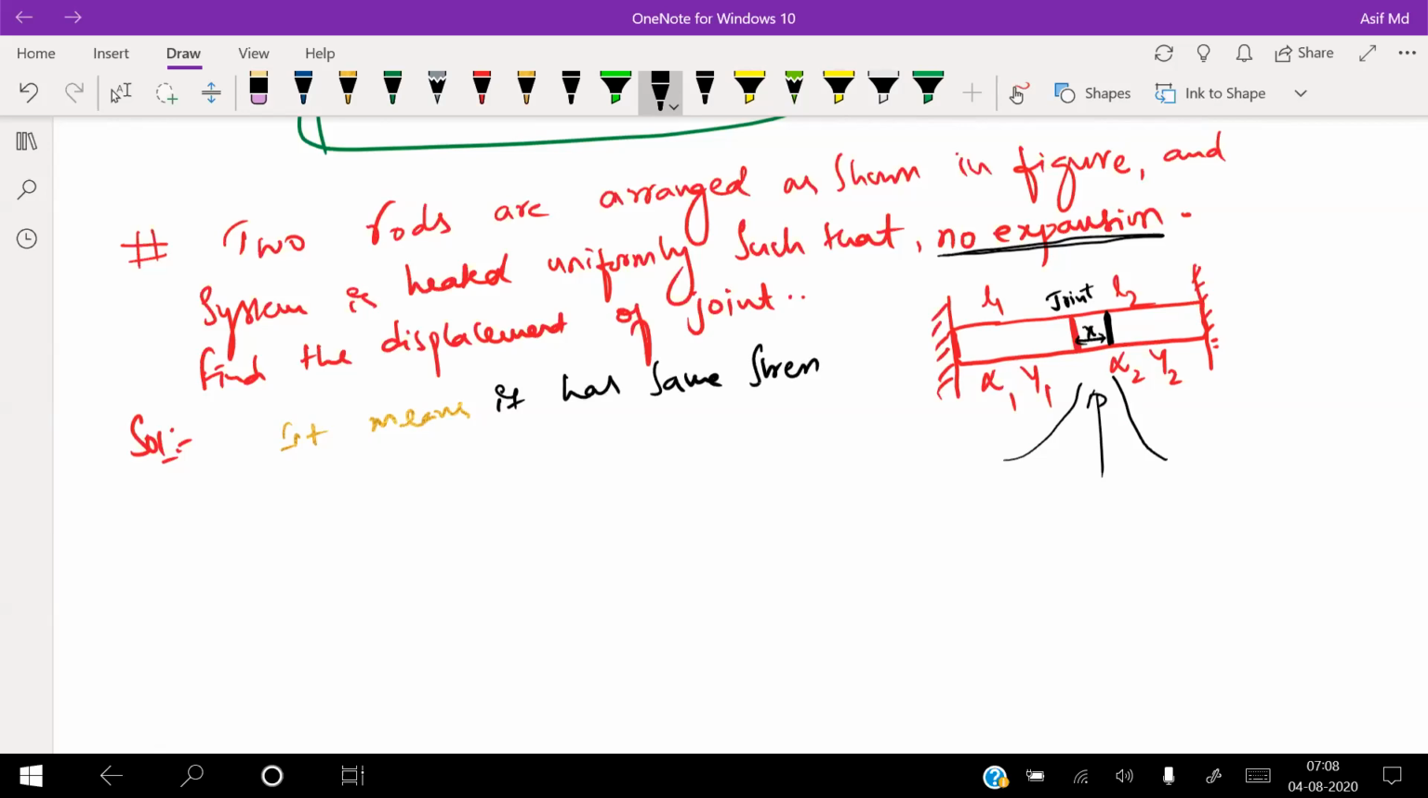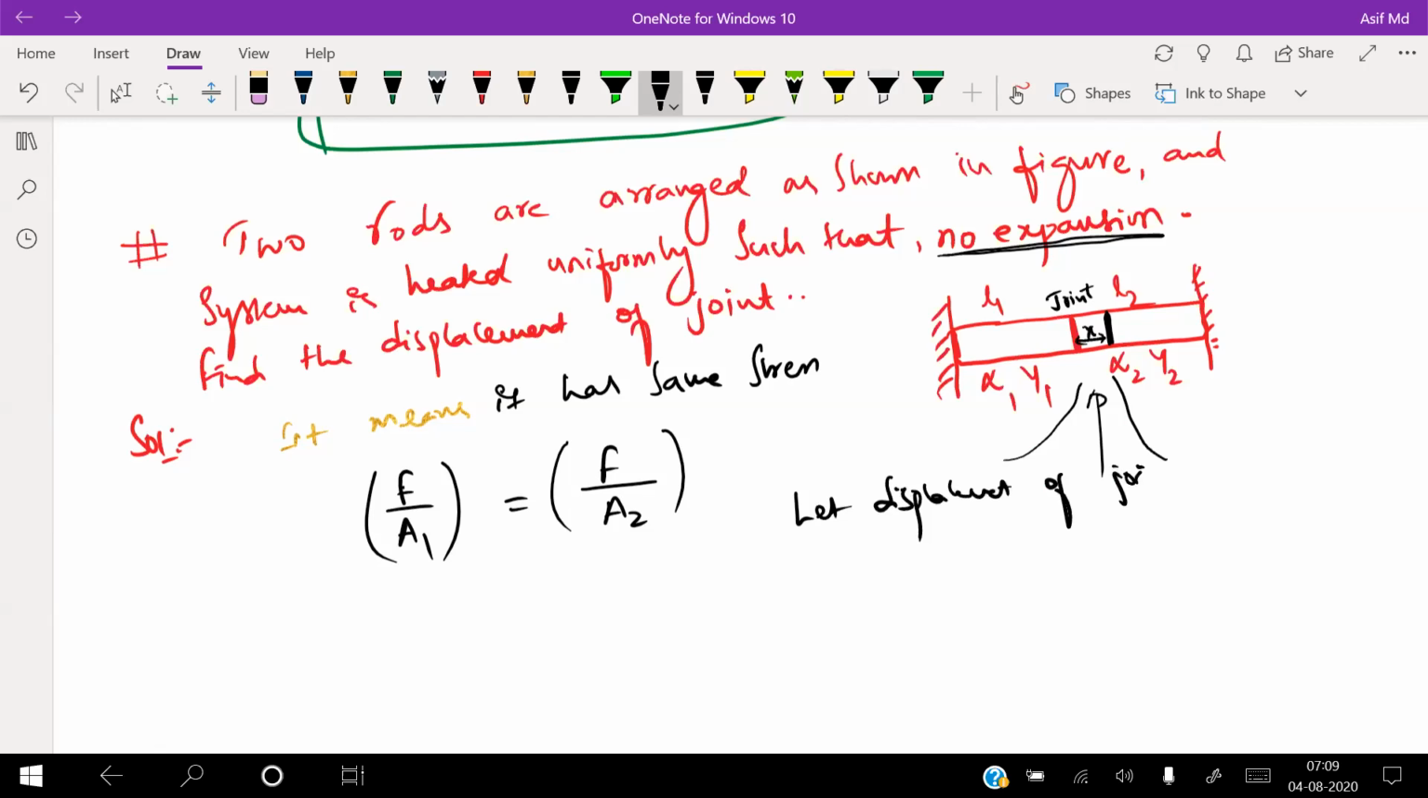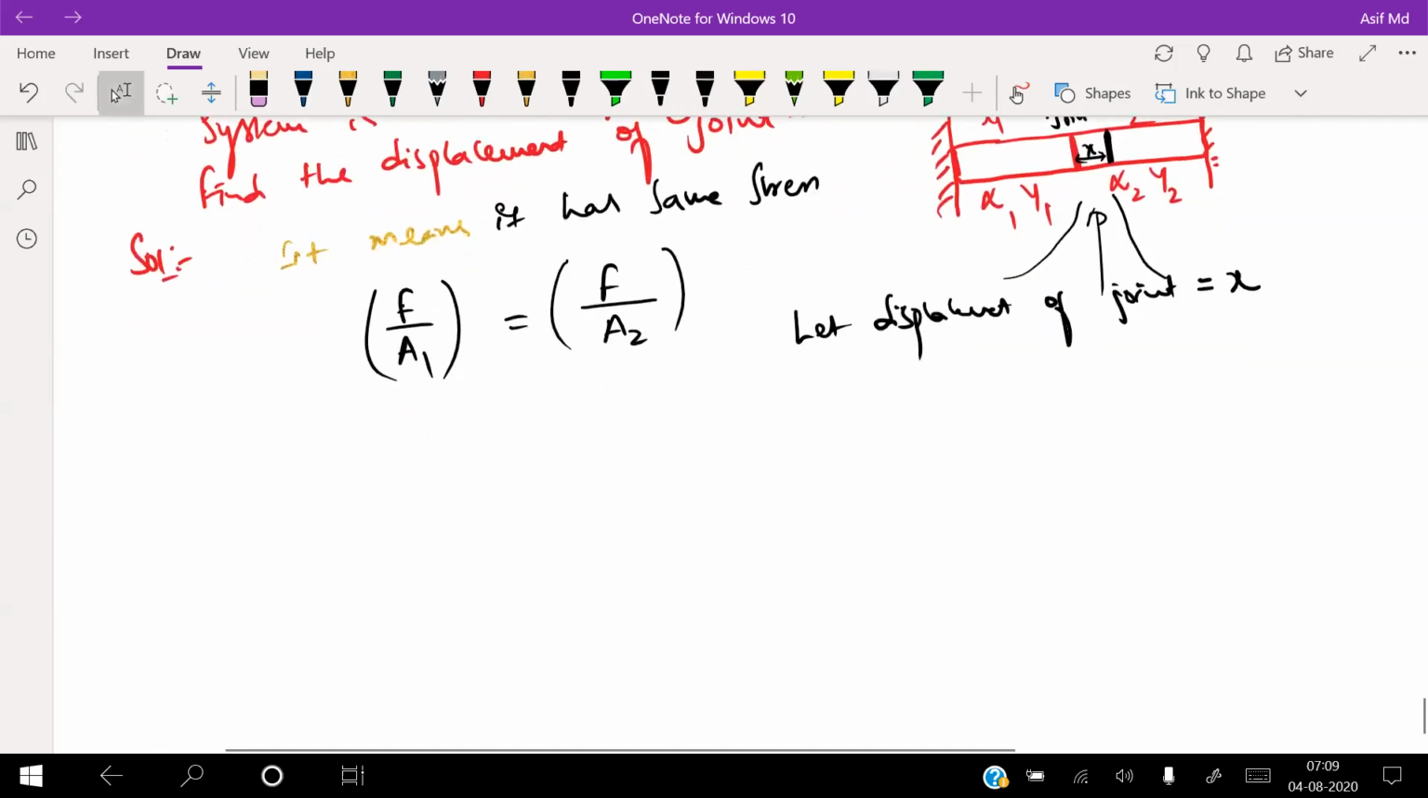So what will be the same stress formula? Stress is equal to force by area. So, sir, force by A1 must be equal to force by A2. Now the displacement of this one, let the displacement of the joint be, say for example, x. Now how do you write the value of this one? F by A1 is equal to F by A1 is equal to, how do you write this one?